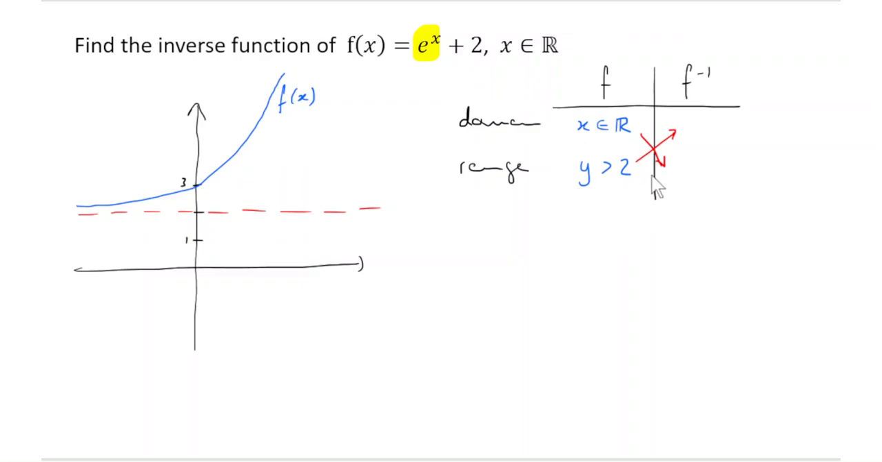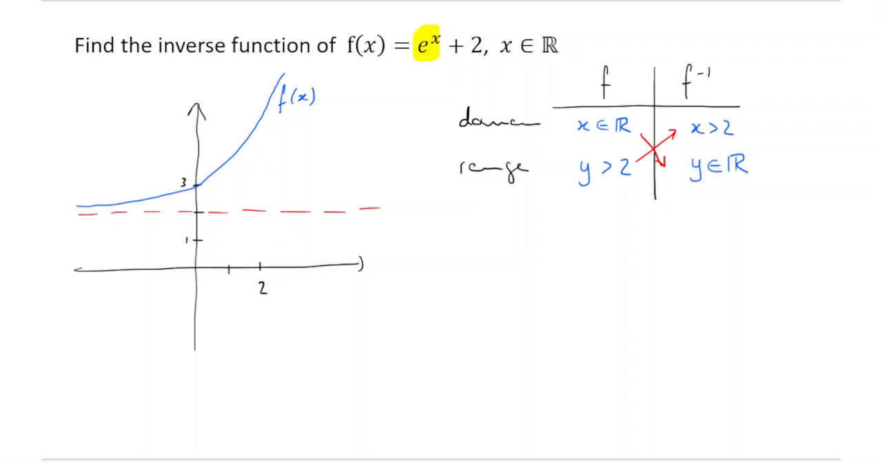Well, if the range of the original is y is greater than 2, then the domain of the inverse is x is greater than 2. And in the same way, the range for the inverse function is that y is all of the real numbers. So what does that lead us to expect? It leads us to expect that we should have a graph where the domain is x is greater than 2.